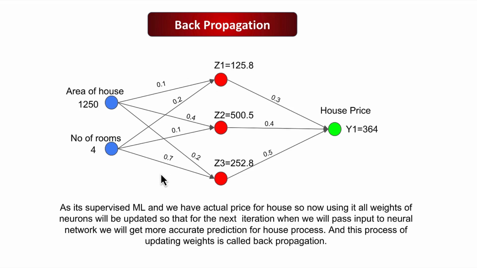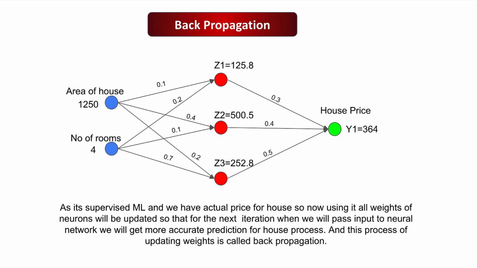So as we are learning about supervised machine learning, we also know the actual price for that house. So now after comparing that actual value with this predicted value, we are going to update all of these weights. And this process of updating weights is called backpropagation. And these weights will be updated using a formula which will take both this predicted value of house price and the actual value of house price. And then after doing the calculation, the formula will update these weights.